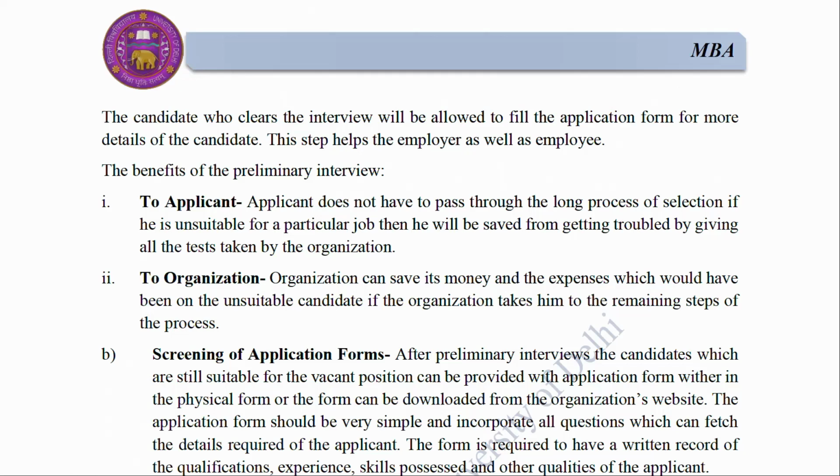Number 1, to the applicant. The applicant does not have to pass through the long process of selection if he is unsuitable for a particular job. Then he will be saved from getting troubled by giving all the tests taken by the organization. Second, to the organization. The organization can save its money and the expenses which would have been spent on the unsuitable candidate if the organization takes him to the remaining steps of the process.